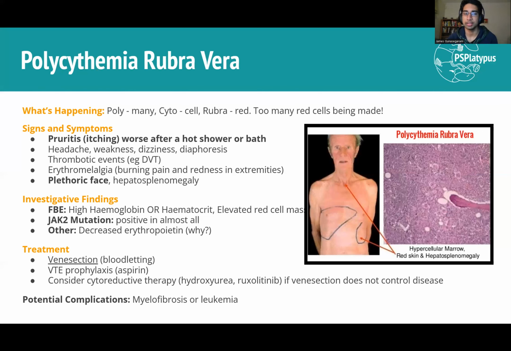So all of the investigative findings are fairly straightforward. How do we treat it? Well, we basically just let them bleed out a little bit, and they lose red cells, and then once they're at a level that we're happy at, then we leave it. And then the other thing that we care about here is the risk of thrombotic events, like clotting, as a result of having so many red blood cells kicking around. And so we'll put them on aspirin or something like that in order to prevent that from happening in the first place. Yeah, and they can progress to different types of disorders based on where exactly the issue is.